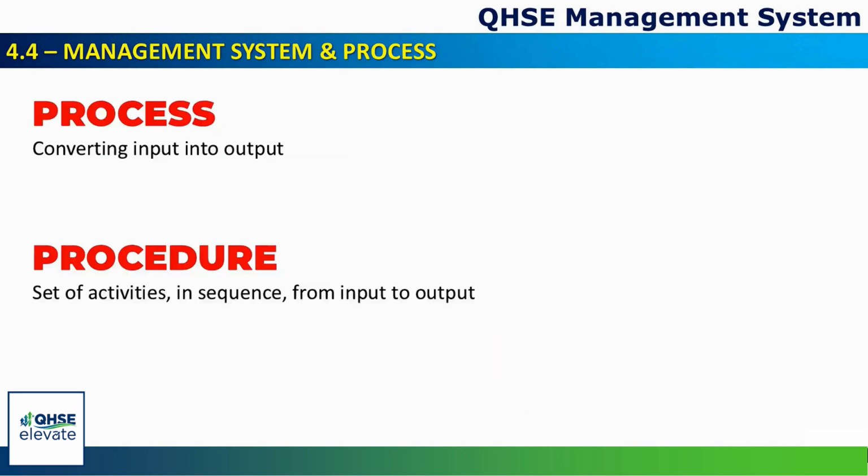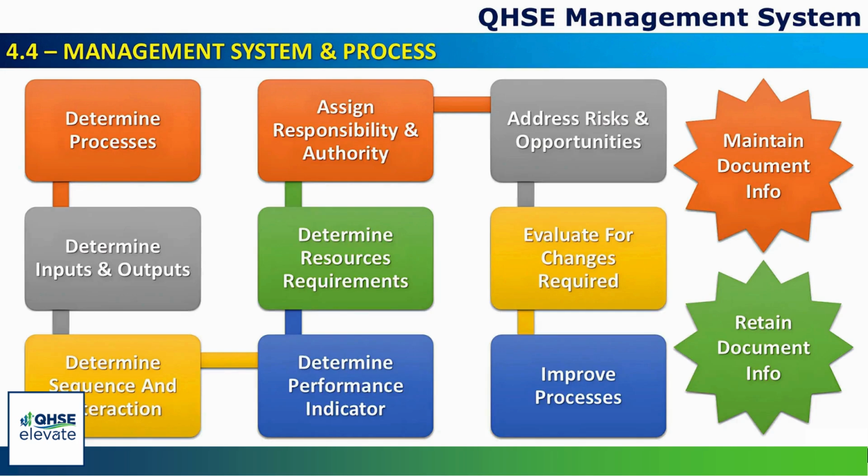A process means converting input into output, and a procedure means a set of activities in a logical sequence from input to output. This was already explained in the previous presentation. The standard asks you to determine the processes needed for the quality management system. Determine the input to the process. Determine the output from the process. Determine the sequence and interaction, maybe with other processes.